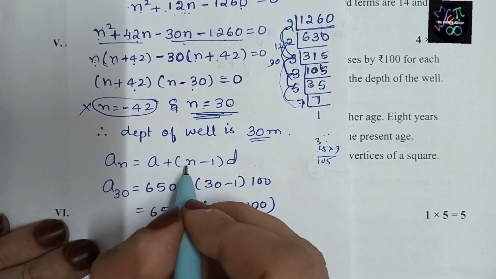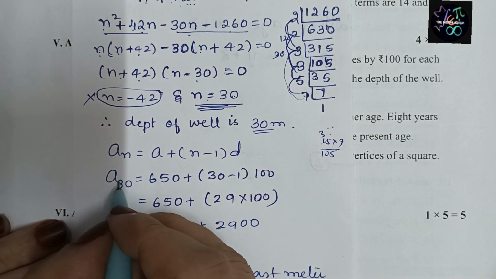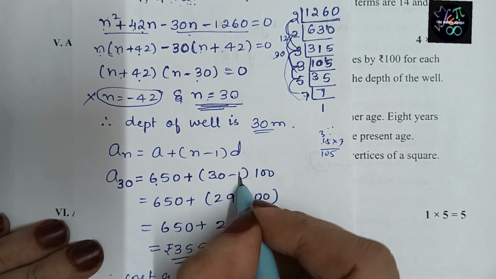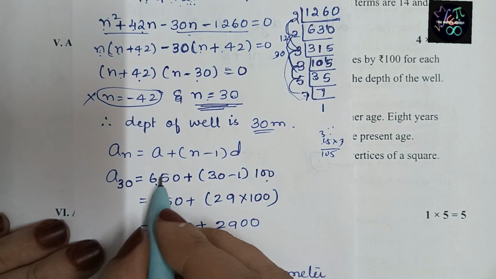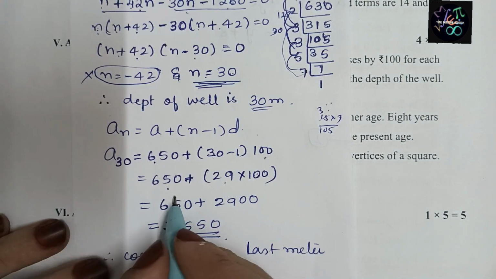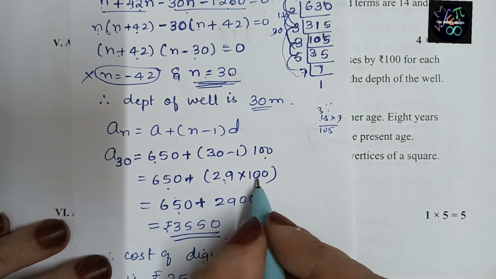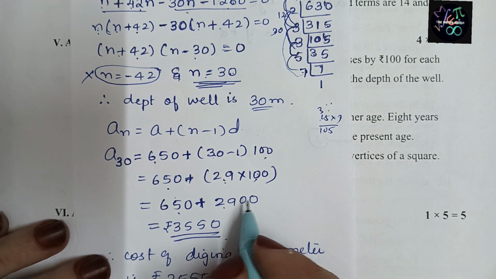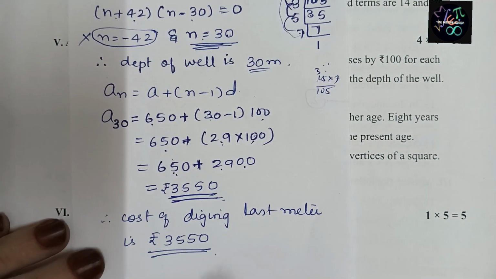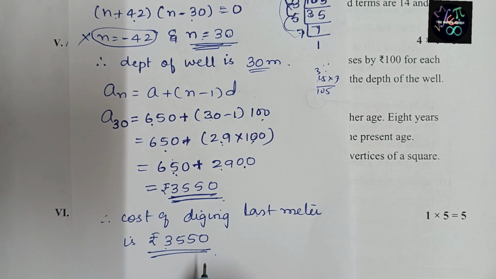So a_n is equal to a plus (n minus 1) d, and the last meter is a_30, which is equal to the value of a, 650, plus 30 minus 1 into d, the value of d is 100. 650 as it is, 30 minus 1 is 29, into 100. 650 as it is plus 29 into 100, which is 2900. 2900 plus 650, we get 3550. So the cost of digging the last meter is 3550. Let us see the next question.